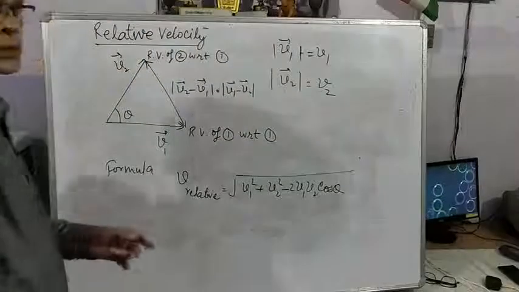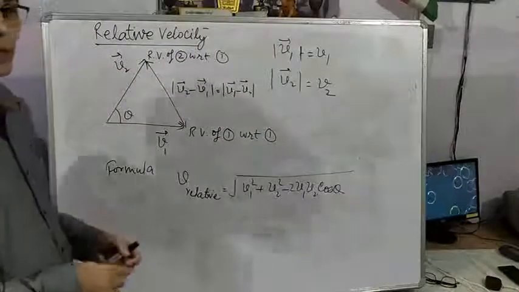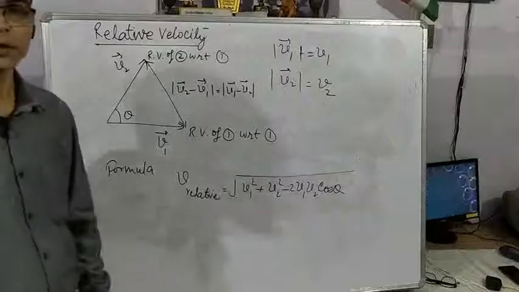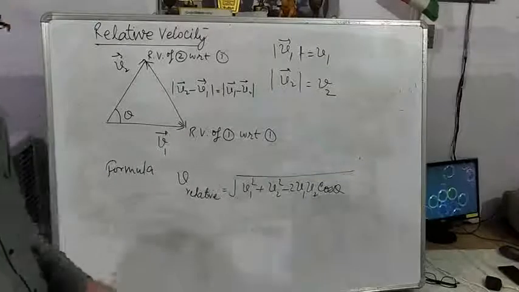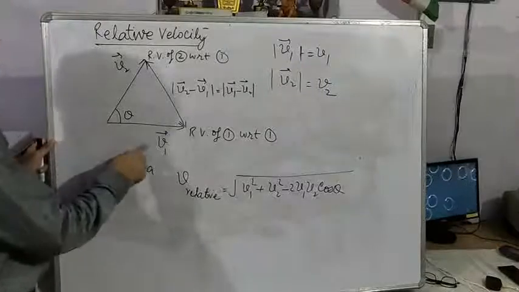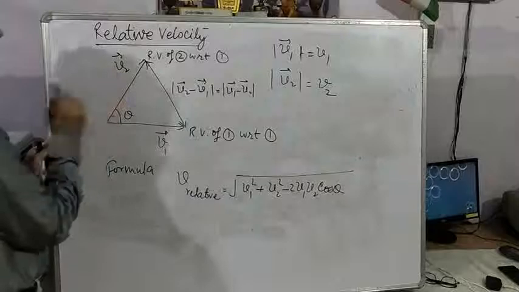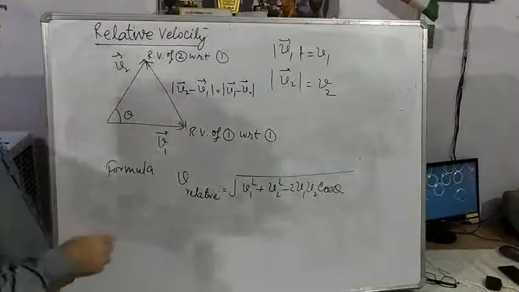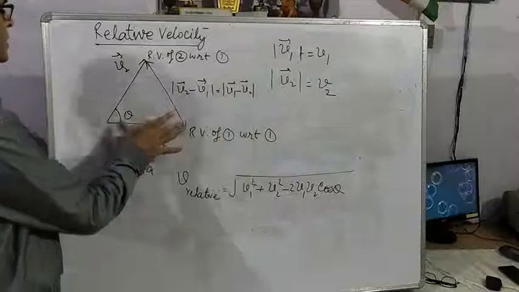Now let us understand relative velocity. Relative velocity is the vector difference of two velocities. I repeat, relative velocity is the vector difference of two velocities. Suppose two particles are having velocities v1 and v2 at angle theta. Choose some suitable scale, and according to that scale you draw vectors v1 and v2.